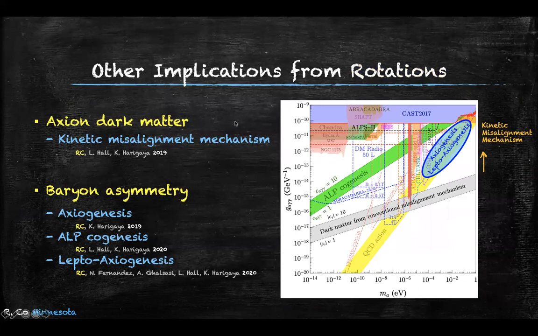In this talk, I'm not focusing on this story, but I just want to mention that the rotation of the axion is very well motivated in other contexts. For example, the axion by itself could be axion dark matter, or we could also have baryon asymmetry from the axion rotation for the QCD axion or axion-like particle or the QCD axion with some lepton number violating process.